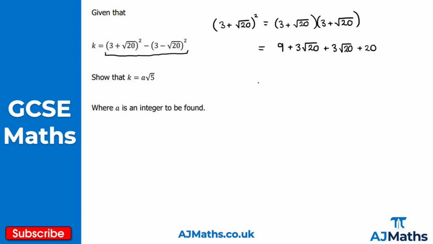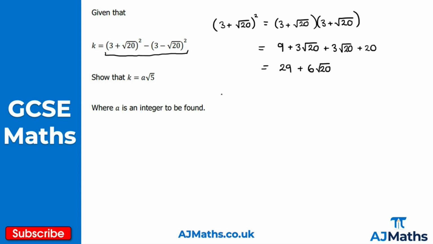So what I want to do now is simplify here. I've got 9 plus 20, so that would give me 29. And then 3 root 20 plus 3 root 20, well, that would give me 6 root 20 in total. So we get 29 plus 6 root 20. What I'm going to do now is evaluate the other bracket squared individually, and then we're going to subtract it from this one here, which we've already simplified.